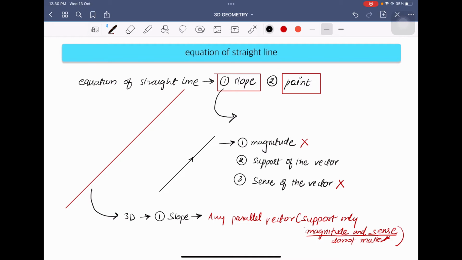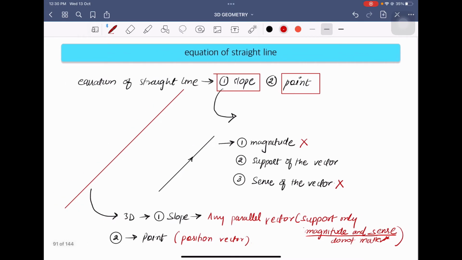Second is, we have got the slope. Second part is, we need a particular point. So second is point, right? This point will be given to us in vector form, as position vector. So let's see how we can find the equation of line in 3D.